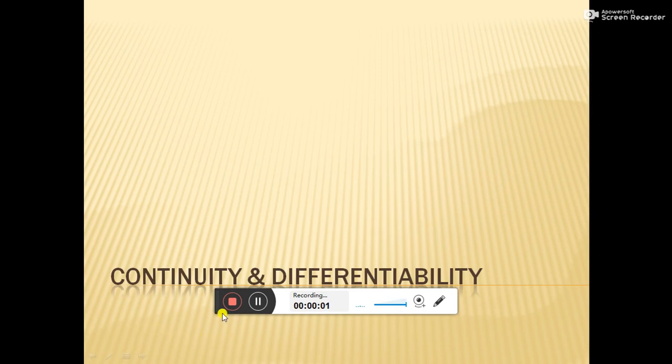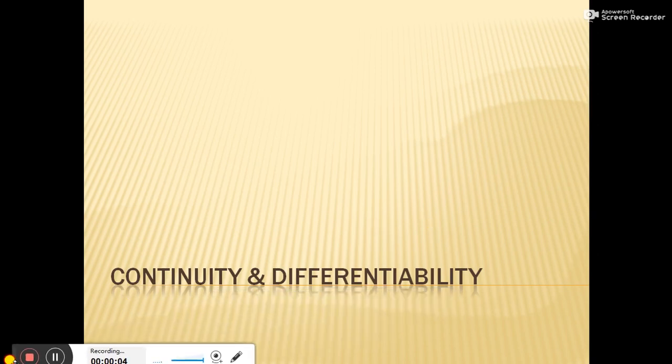Good morning, students. Today we have to start the new chapter, that is continuity and differentiability. This continuity and differentiability is the most important part of calculus, and calculus, which contains differentiability, applications of derivatives, integrals, applications of integrals and differential equations, is 50% of the syllabus in class 12th. And now we have continuity and differentiability.